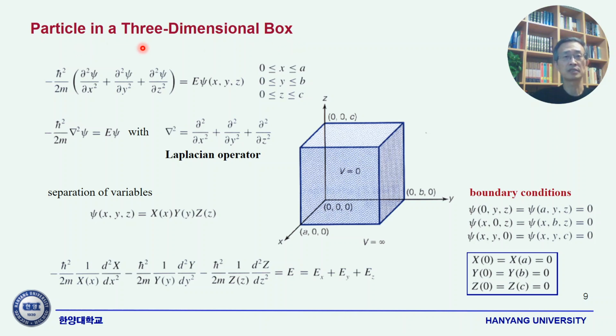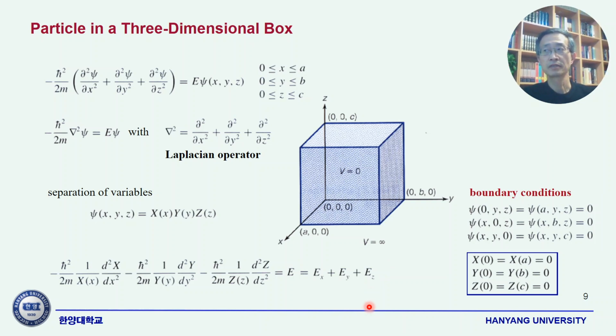This particle now is in a three-dimensional box, just like this one. Outside of the box there is no particle, which means that outside of the box the potential is infinity. Inside of the box, the potential is constant, and we just use constant equals 0. Okay, that's what you need.